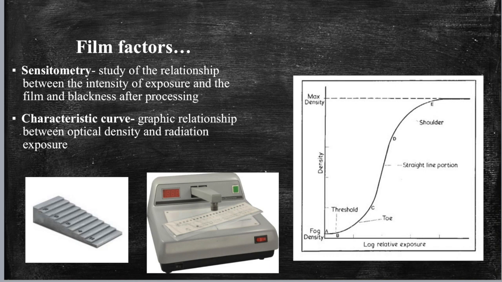The characteristic curve is a graphic relationship between optical density and radiation exposure. The toe and shoulder portions of the curve show that at low and high radiation exposure levels, large variations in exposure result in only small changes in optical density. The straight line portion shows that at intermediate radiation exposure levels, small changes in exposure result in large changes in optical density. Best image contrast results from exposure in the straight line portion of the curve.